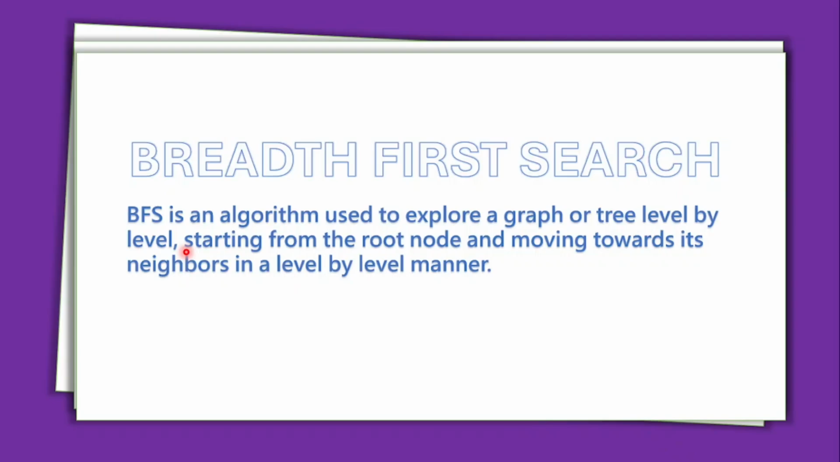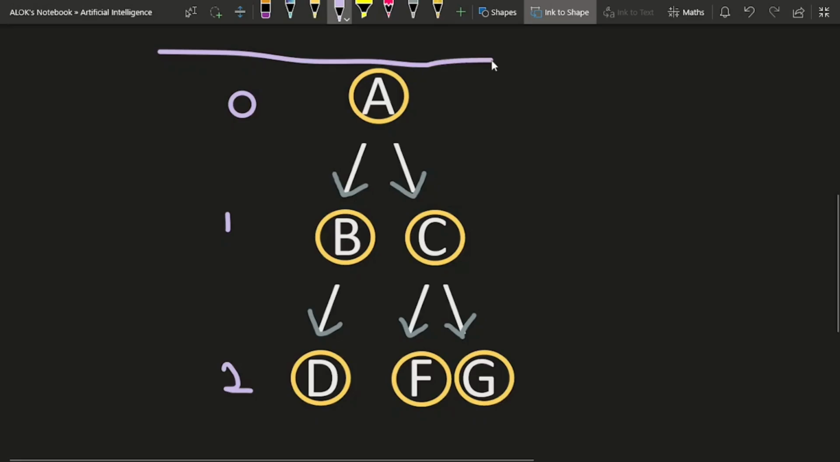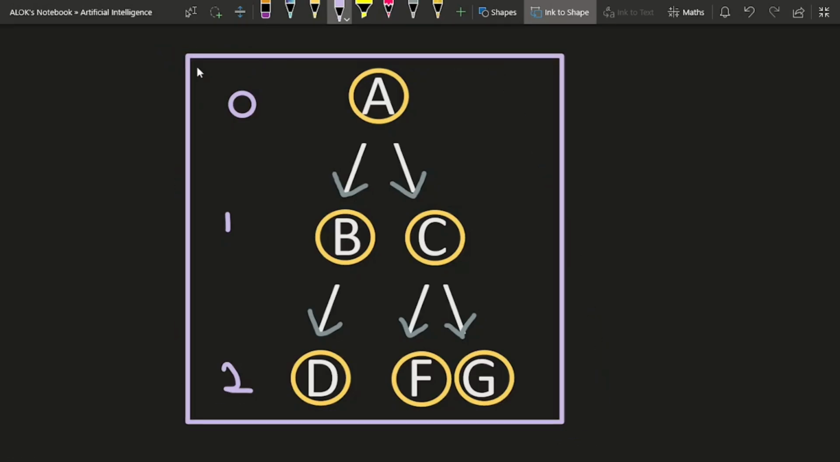So how does it work? Starting from the root node and moving towards its neighbors in a level by level manner. Let's understand this with the help of an example. Let's take this graph as an example. As you can see, there are levels 0, 1, 2. So basically there are three levels in this tree and A is my root node.